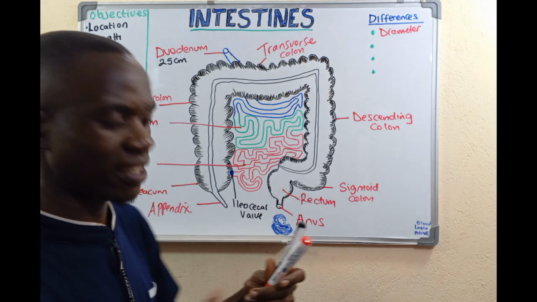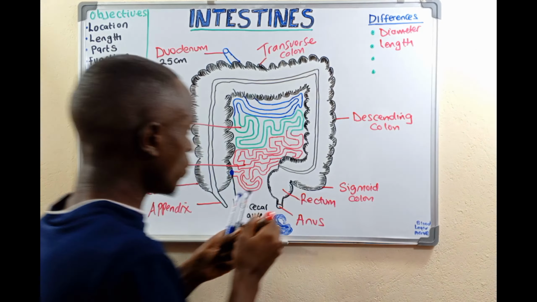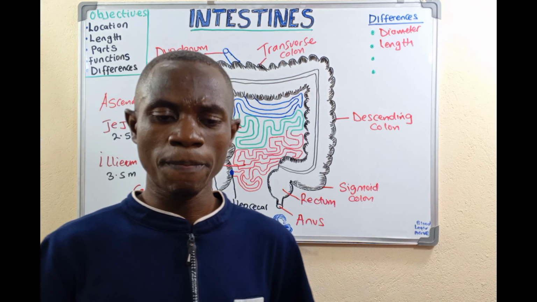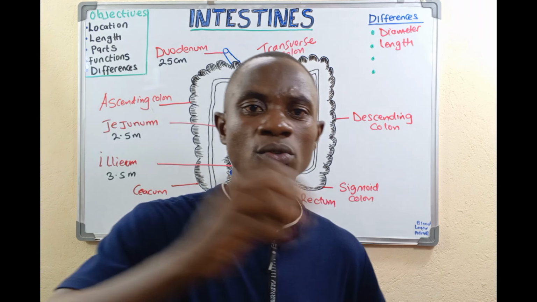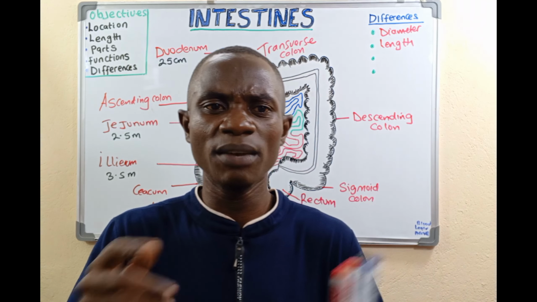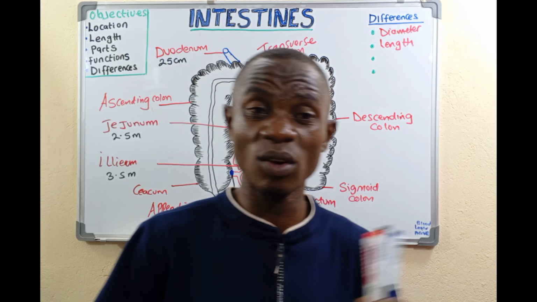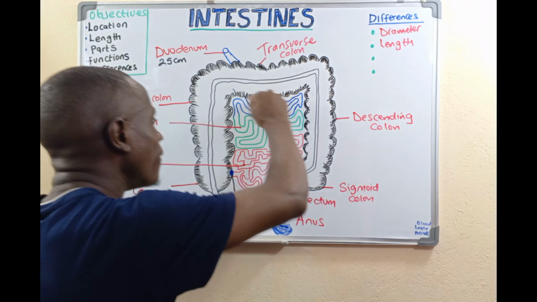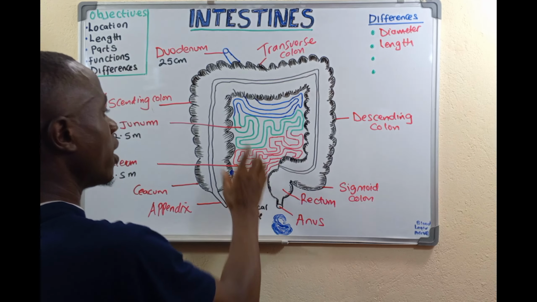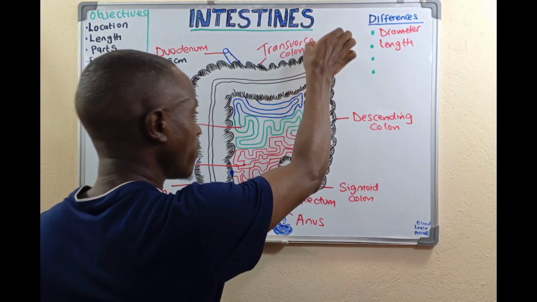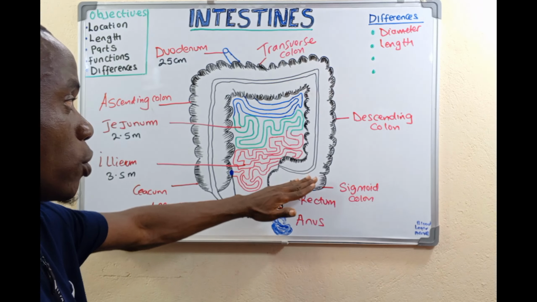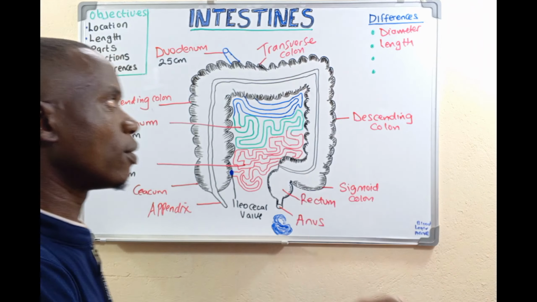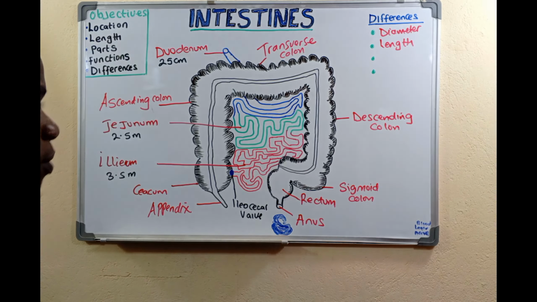Now, talking about the lengths, the small intestine is very long. You know how long the small intestine is? The small intestine is generally between 6 to 7 meters long. And the large intestine is just around 1.5 meters long. So you can see that the small intestine is very long compared to the large intestine, which just moves like this, a transverse, then descending, and these other portions of the large intestine.